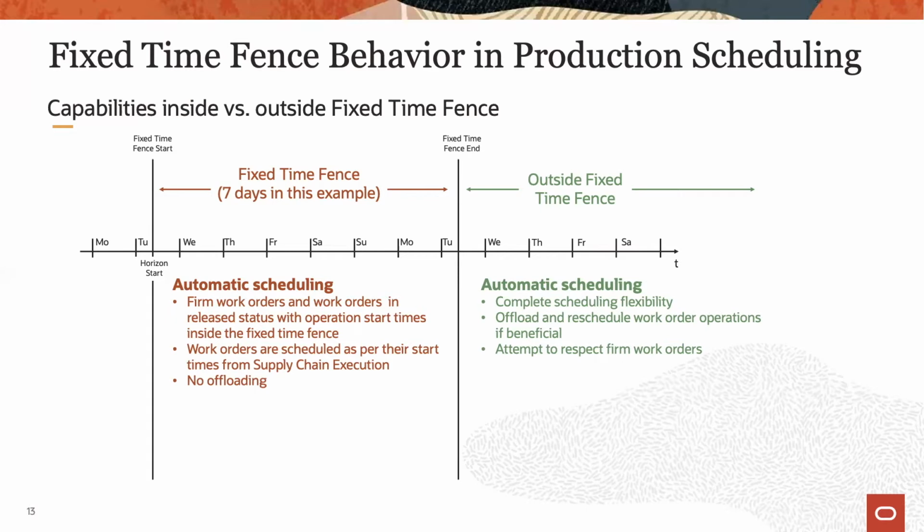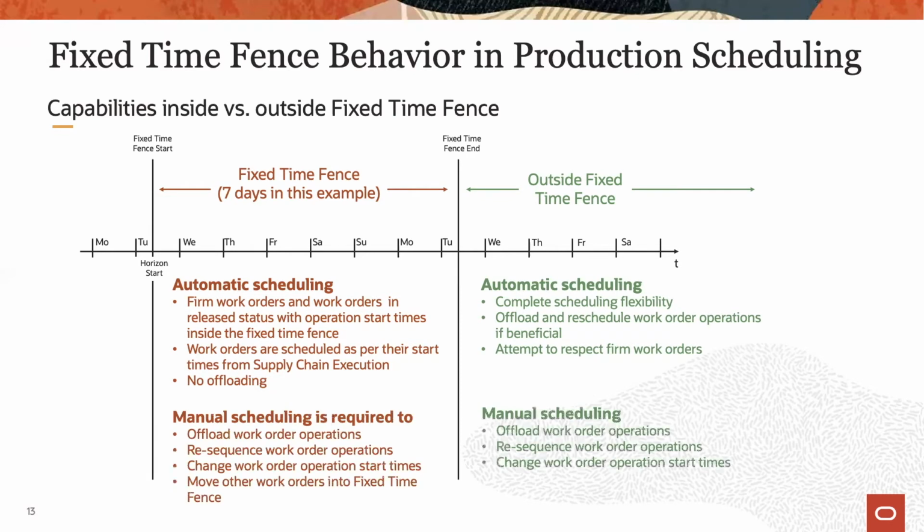Now, outside the fixed time fence, automatic scheduling has complete flexibility to reschedule and re-optimize. However, manual schedule changes are always possible throughout the whole horizon.